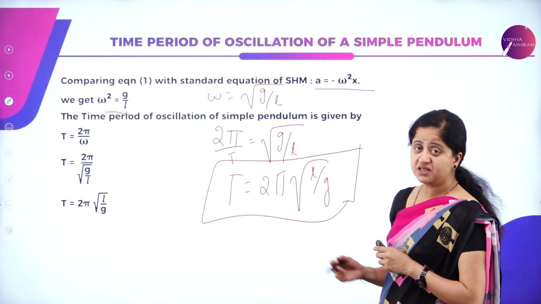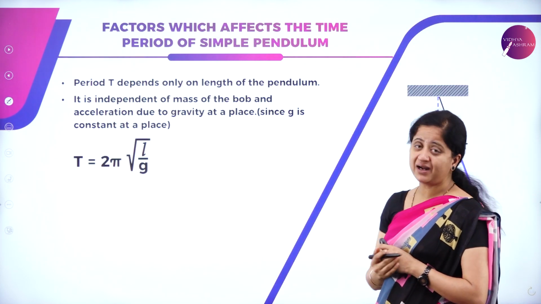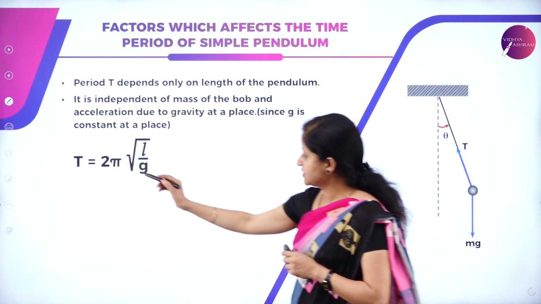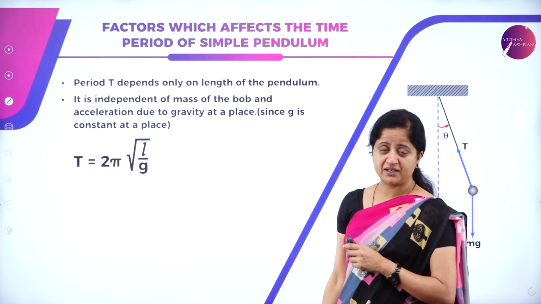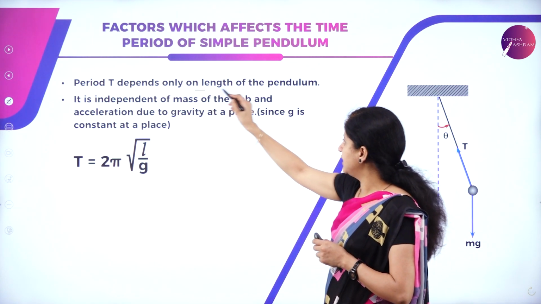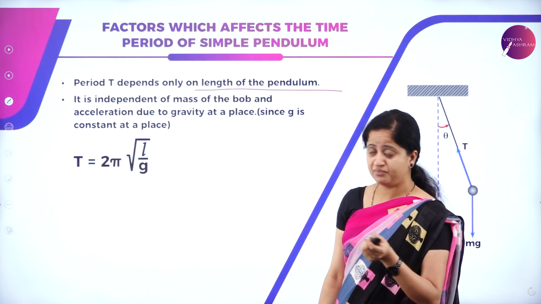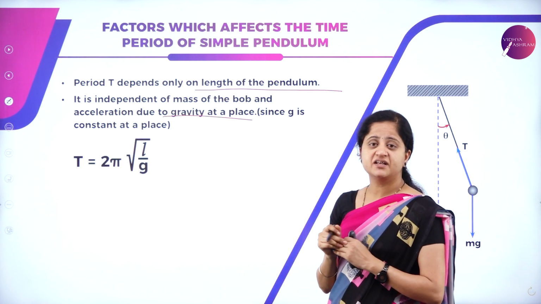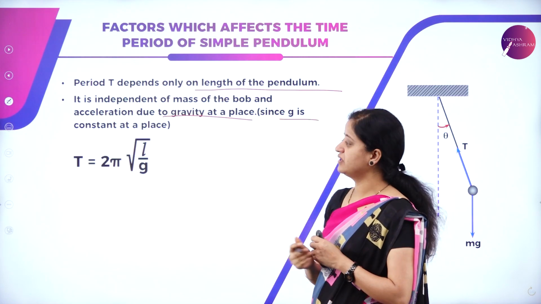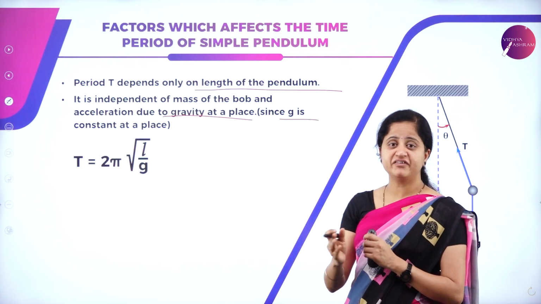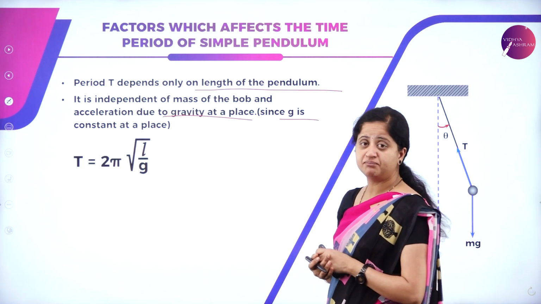So from this expression, we can conclude what factors affect the time period of a simple pendulum. Since the expression is T is equal to 2 pi root of L by g, the period T depends on the length of the pendulum, that is L, and it is independent of the mass of the bob. It also depends on acceleration due to gravity, because g value is constant at that place. So these are the factors that affect the time period of a simple pendulum.